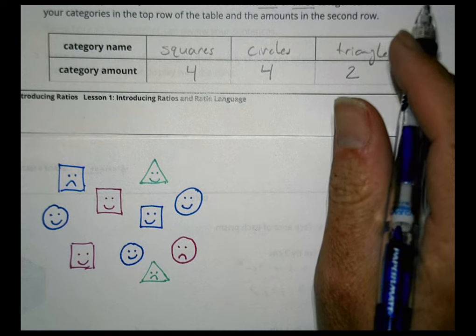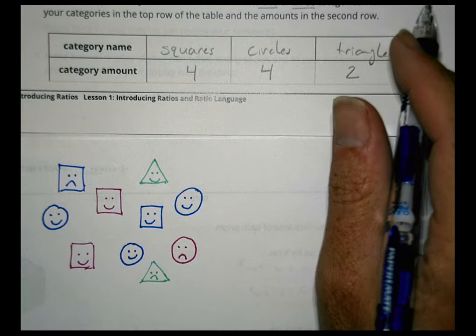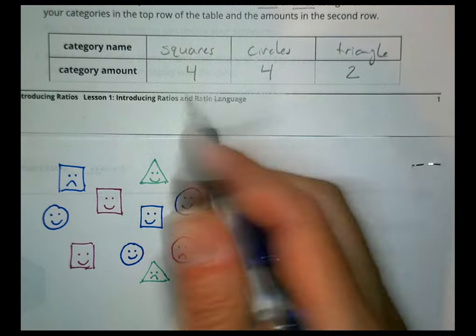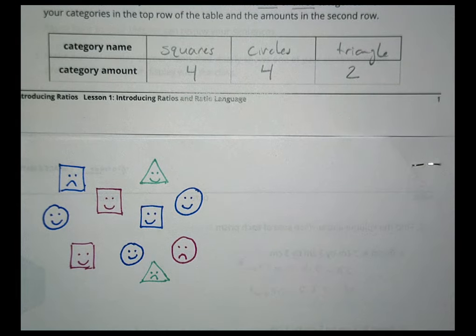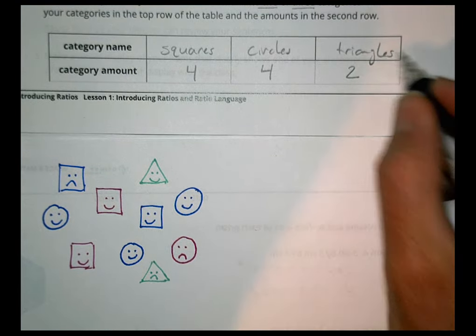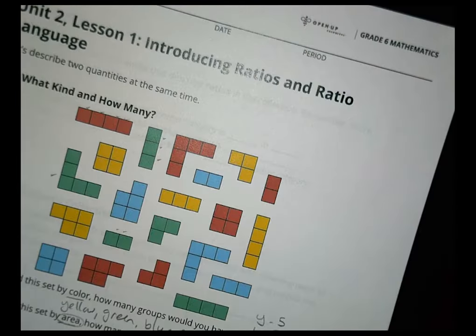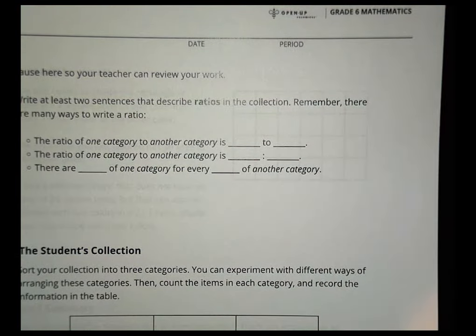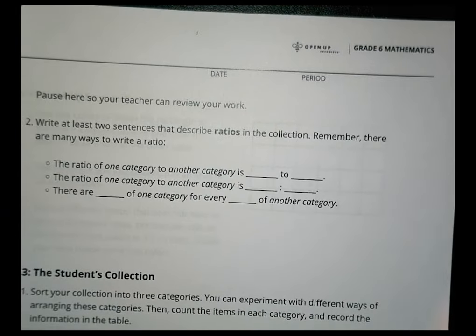As a result, now I have a nice little picture that helps me organize my information. Right? 4 squares, 4 circles, and 4 triangles. And so I can do some other things with that, which we'll do here in just a second. So when I look at the next page, it says, have your teacher look at your work, great, and then write at least 2 sentences that describe ratios in the collection. Remember, there are many ways to write a ratio.